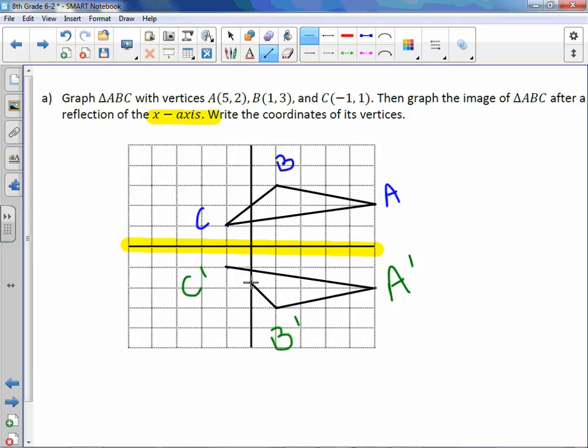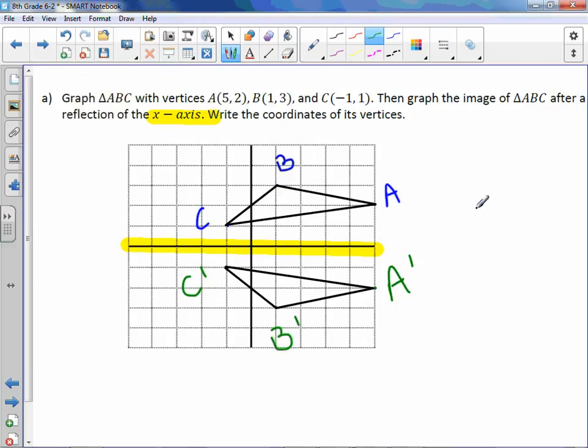Draw out your lines for your triangle. And as you can see, this triangle was reflected over the x-axis. It looks like a mirror image. If this x-axis were the mirror, that's what you would see on either side.